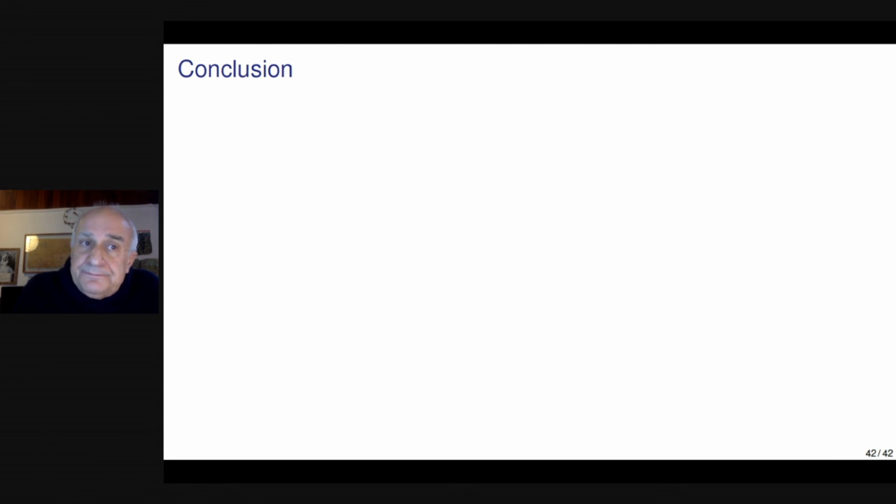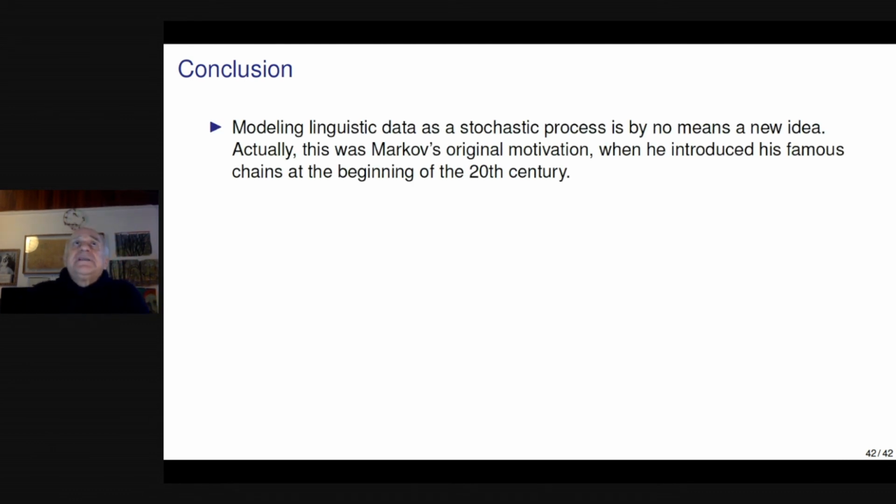So, conclusion. First of all, I must tell you that the fact that linguistic data appear as good candidates for stochastic modeling is not new. Markov himself had as original motivation the stochastic modeling of the poem Yevgeny Onegin by Pushkin. And he made a particular encoding of this poem to identify typical rhythmic patterns in this poem.